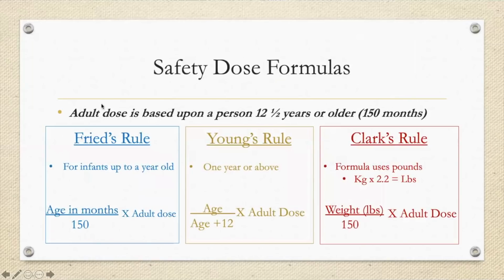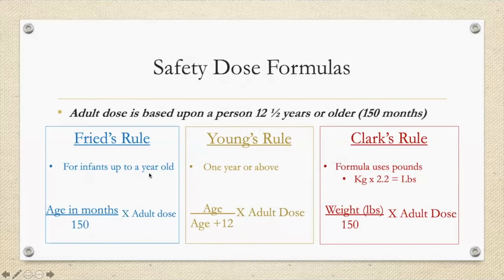So what happens if you don't have one of these guides? Well, there are a couple of formulas. I'm not expecting you to know this, but in case you were ever in a rural hospital and needed to calculate what the dose might be for a pediatric patient, just know adult dose is based upon a person who is 12 and a half years or older, which is 150 months. So that'll kind of help you out with these rules.